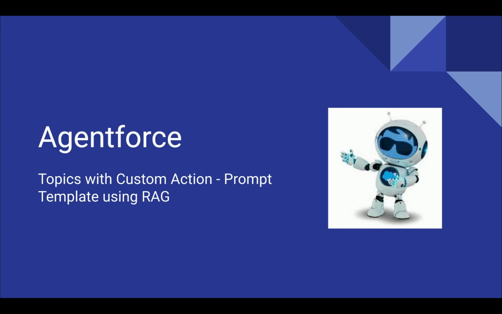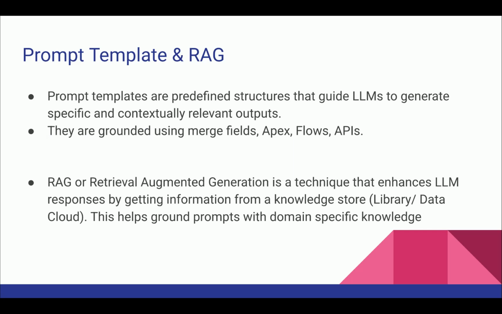So let's first discuss a little bit about prompt builder or prompt template and the RAG, and then we're going to talk about the example and then look at the demo as well. So, just in very short, prompt templates are actually predefined structures that guide LLMs to generate specific and contextually relevant outputs. So, it's very similar to an AI agent, but as the name suggests, it's a prompt template. So, you provide the prompt, and of course, it has features like merge fields where you can refer to the record level details, for example, case fields, account fields, or whatever custom object you need.